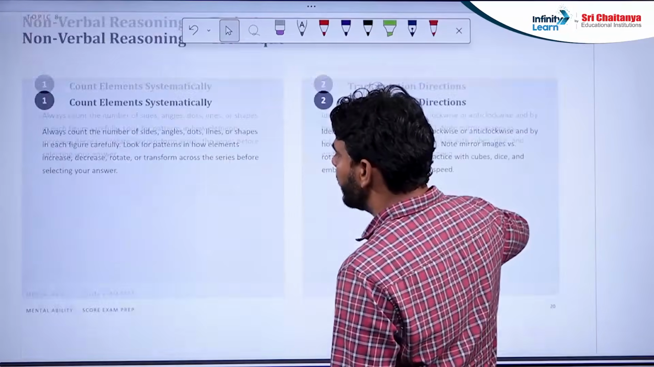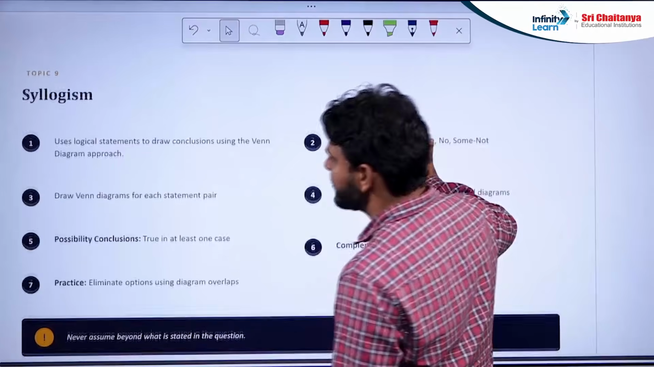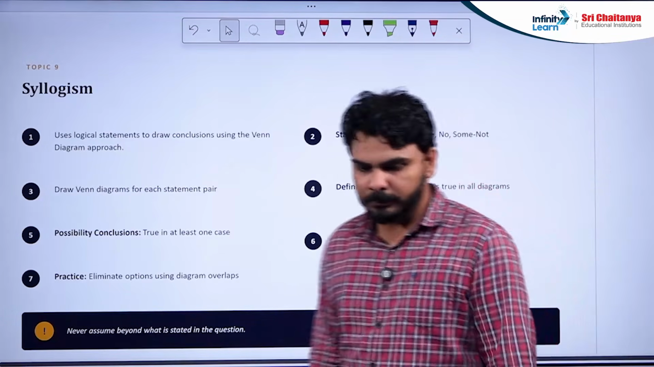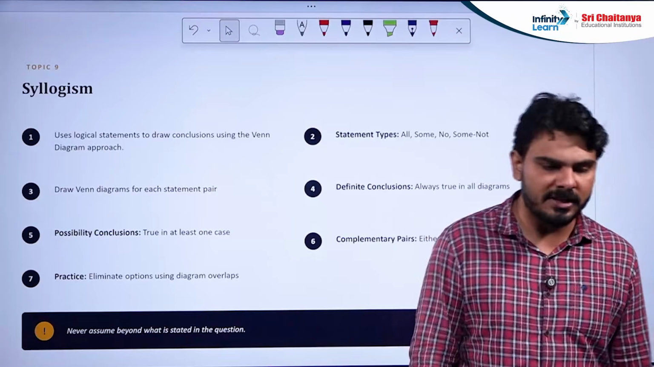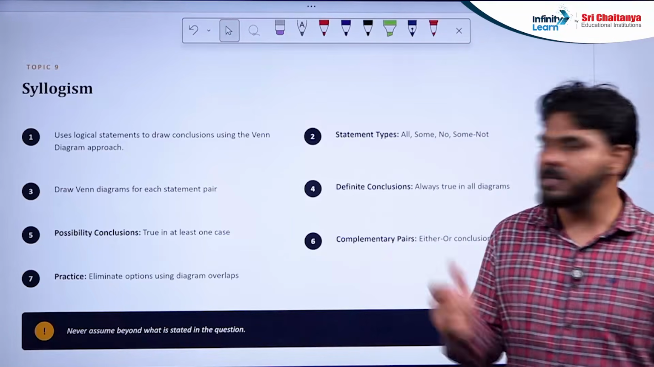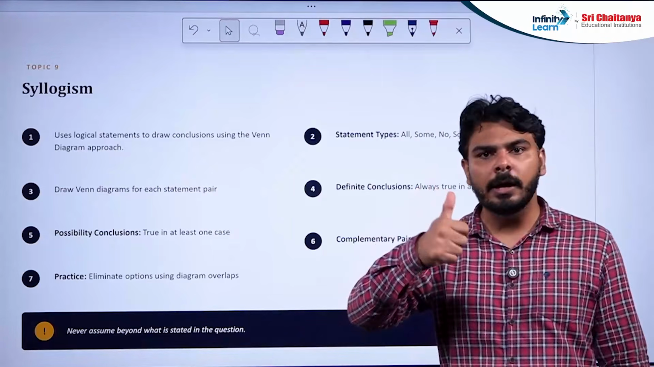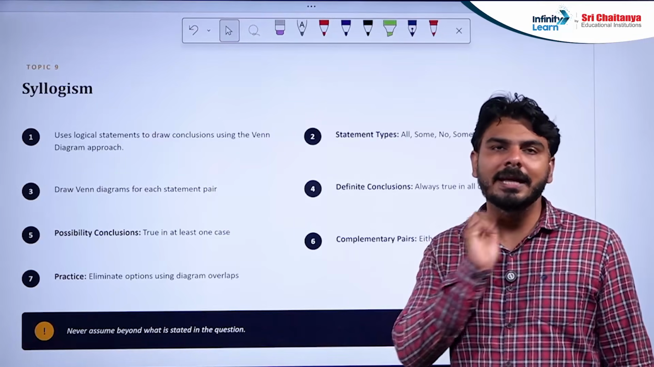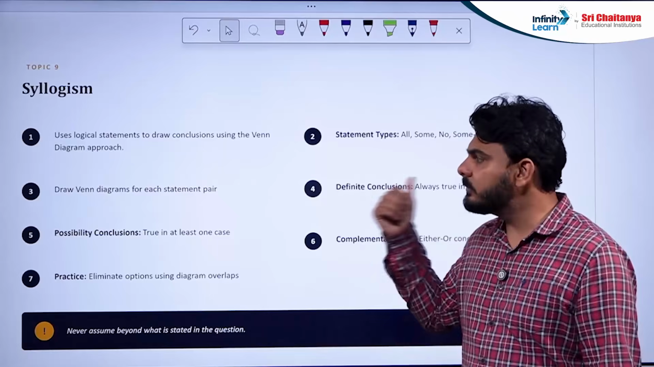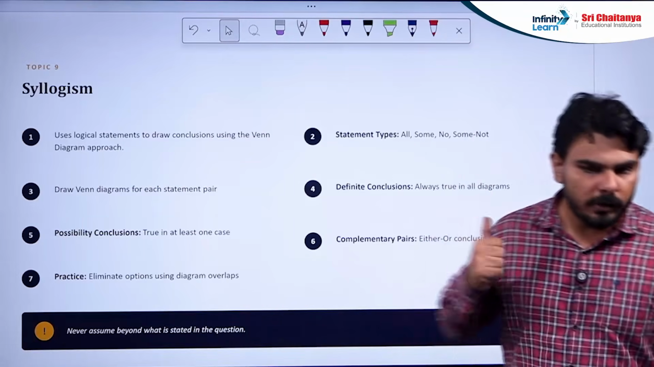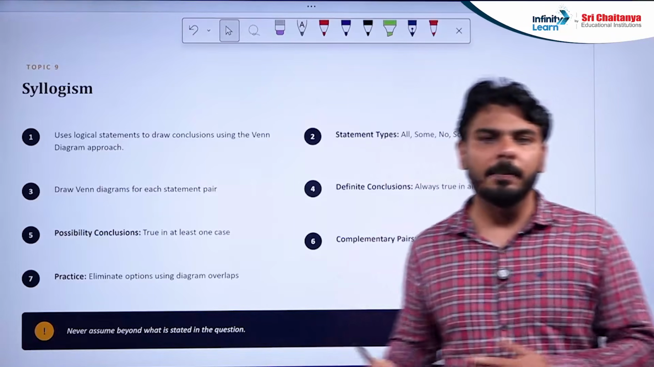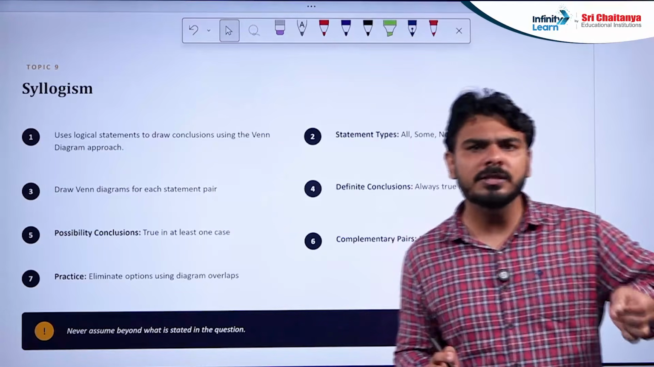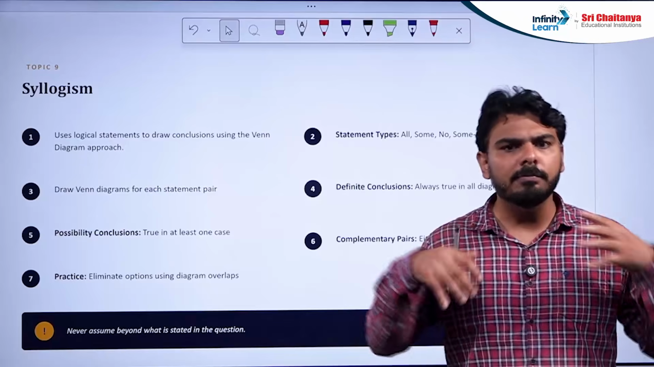The next topic will be syllogism. Let me tell you something about syllogism. I have read somewhere in research that in UPSC syllogism is a very important chapter. I think in the first paper, syllogism is one of the topics. Most UPSC students just skip this topic because they find it confusing, or they don't find much time to give it.